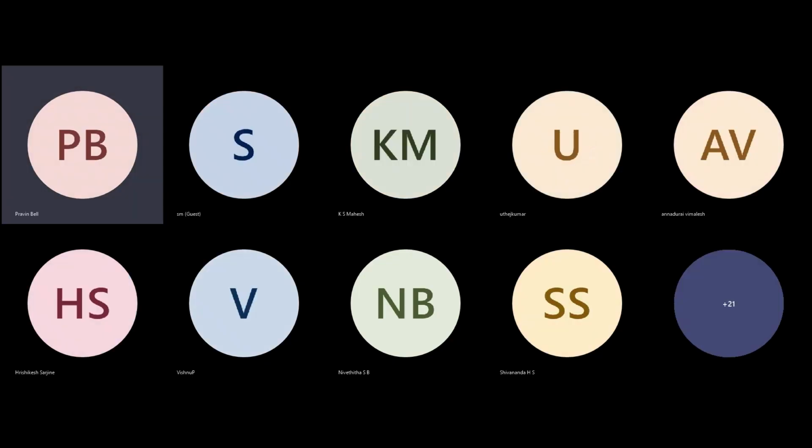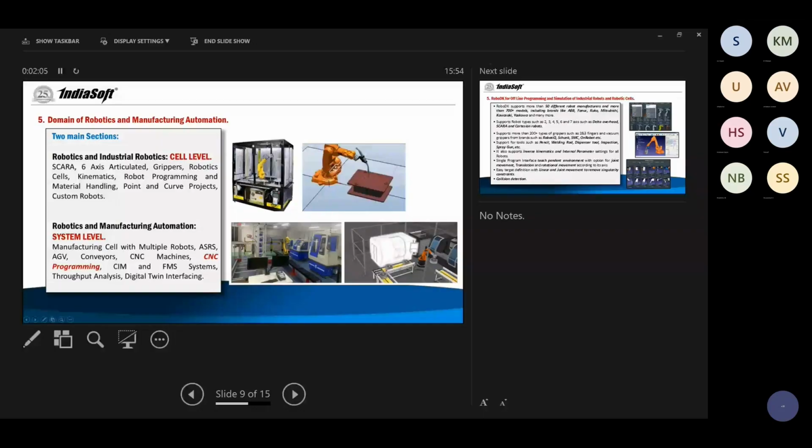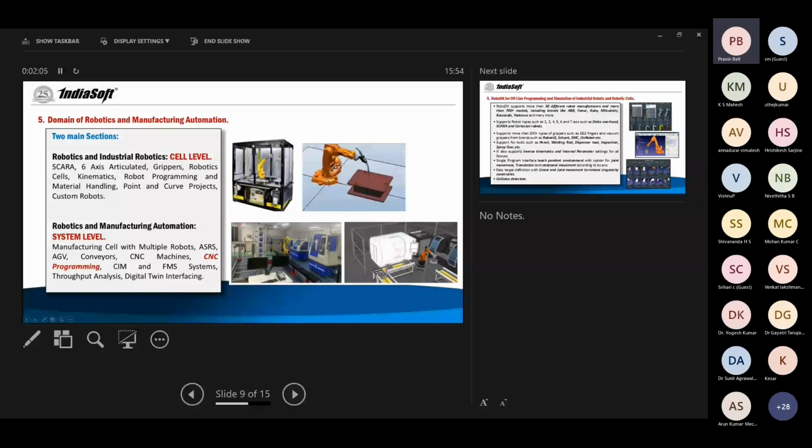Work at a higher level, if you want to create digital twins and interfacing software to hardware, etc. So basically, these are the two main sections, and we have solutions for both these sections. If you're talking about robotics at a cell level, yes. And even at a manufacturing automation level, at a system level, yes, we have solutions for that also.